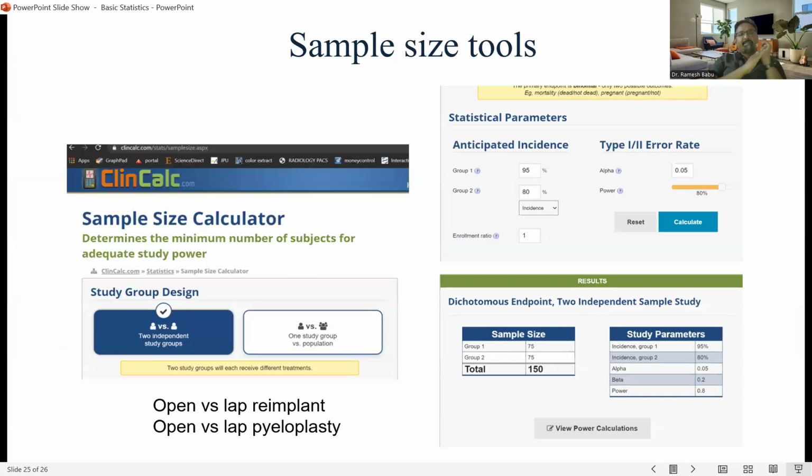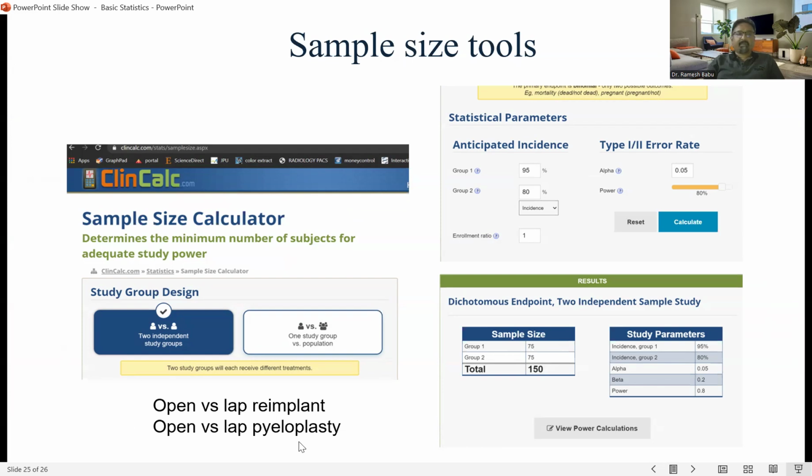Now, sample size is one of the important things which we need to know. Why do we need to know? Because when we compare two groups, only when the sample size is adequate can you show that there is a difference. For example, when you are comparing open versus laparoscopic reimplantation, the difference in success rate is like 95 and 80%. That's a 15% difference. So the sample size probably is like 75 in each group, so a total of 150 patients you need to show that there is a difference.